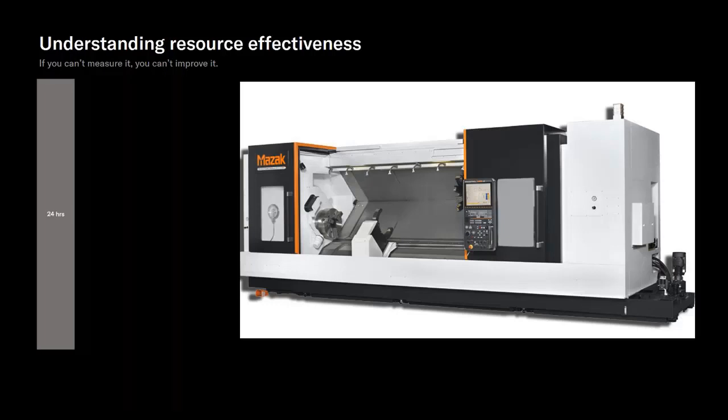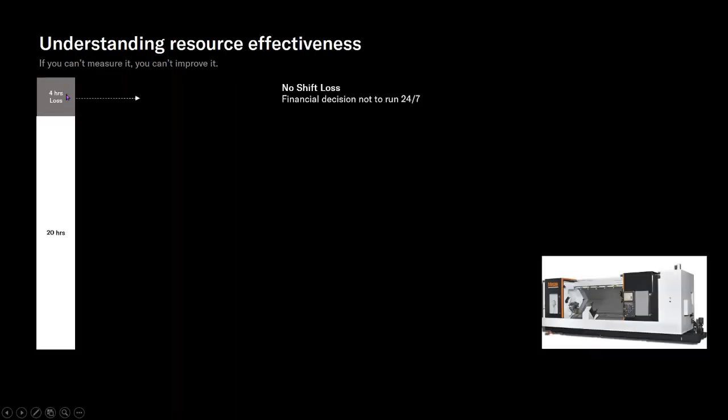So for example, I've taken a CNC machine and a typical 24-hour period. The machine only runs during shift time and you work 2 10-hour shifts. So effectively, 4 hours have already been lost. This loss, it is a financial decision as to whether or not your business will benefit from running the full 24 hours period. But after this is where it gets interesting.